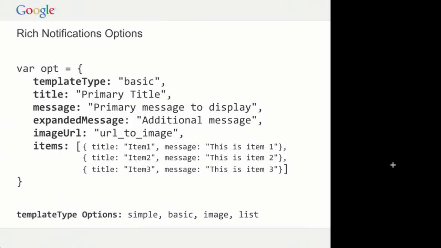Template type takes either basic, simple, image, or list, depending on what type of notification you want to show. The title, the message. In some cases, you can have the expanded message, which is going to show up on the basic notification, I believe. The image URL, so if you're going to have that image pop up, you want to provide the image URL so it knows where to grab the image from. And if you're going to have a list, that items takes an array with the list of things that you want to show up. It takes title and message.